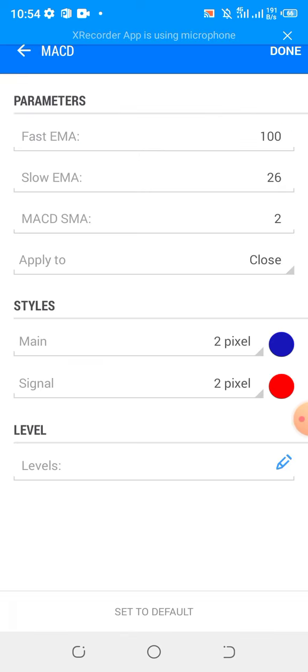So to set up this MACD indicator, this is it. This is MACD here. So this is the setting: Fast EMA is 100, slow EMA is 26, MACD SMA is 2. Apply to close. So that is all you need to set up.